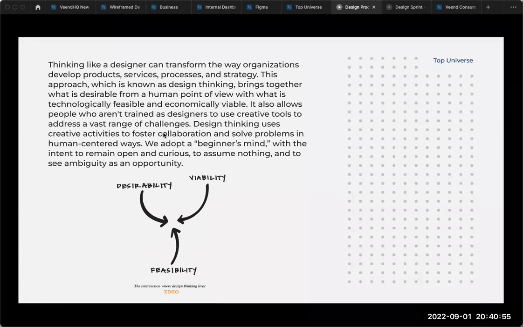Beyond just normal design thinking, the sweet spot of innovation, right? The sweet spot of innovation is what? Is to ensure that you solve problems for users, you solve people's problems. That is the point of everything. So it uses creative activities to foster collaboration and solve problems in human-centered ways. So we adopt a beginner's mind with the intent to remain open and curious, to assume nothing and to see ambiguity as an opportunity. So if you look at this diagram here, it's talking about desirability, viability, and feasibility.